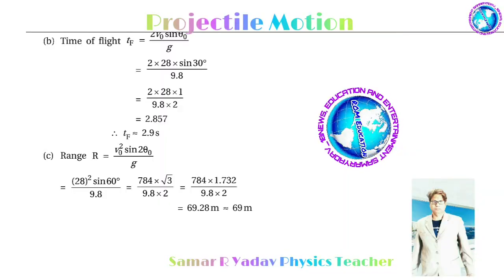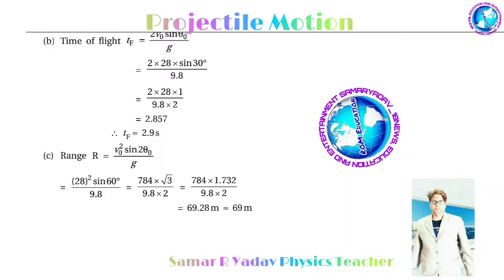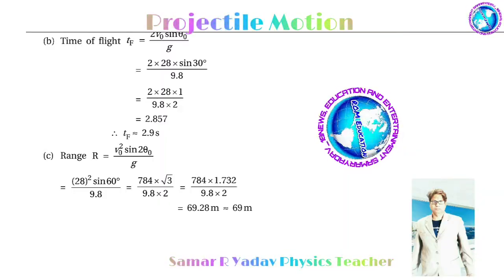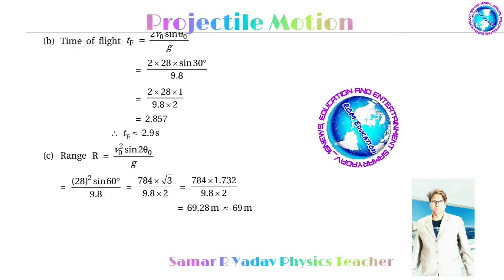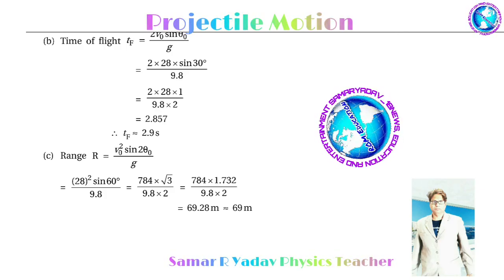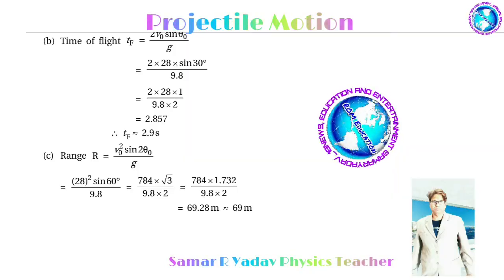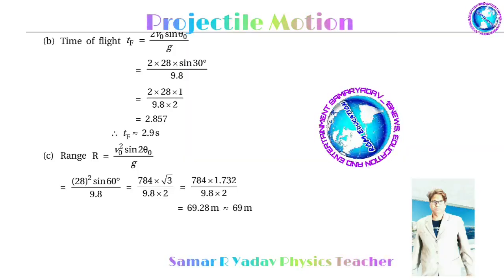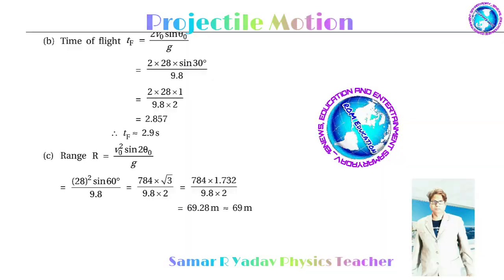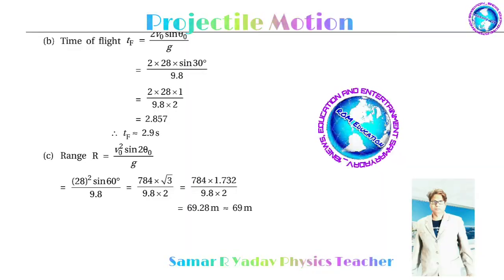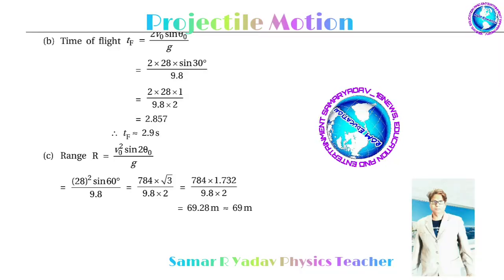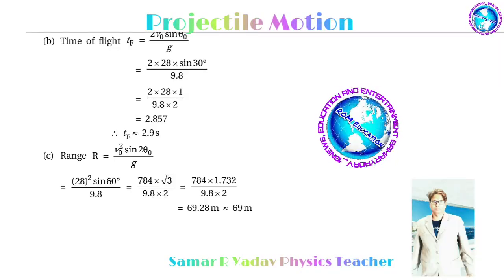C. Range R is equal to V0 square sin 2 theta 0 upon g is equal to 28 square into sin 60 degree upon 9.8 is equal to 784 into root 3 upon 9.8 into 2 is equal to 784 into 1.732 upon 9.8 into 2 is equal to 69.28 meter is equal to 69 meter.